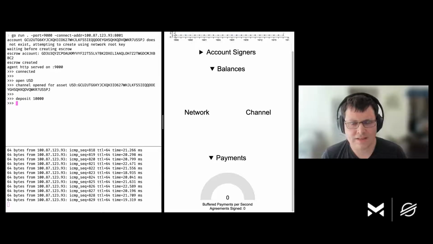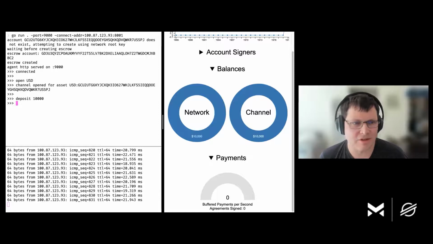Yeah, so this is a test network. So this isn't real US dollar assets we're using, but it's an issued asset like any other asset that you can issue or hold on the Stellar network.